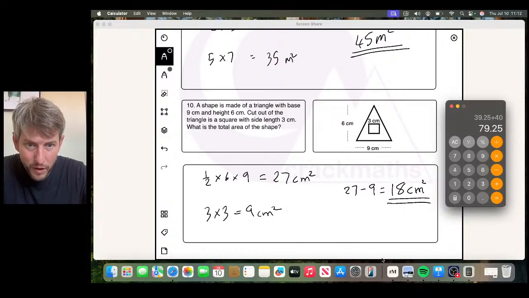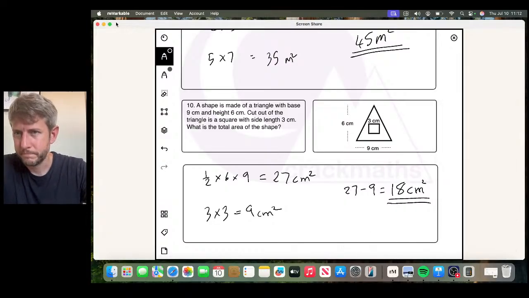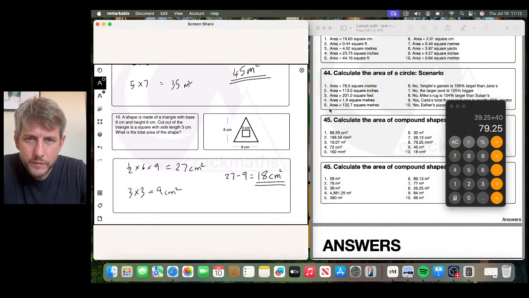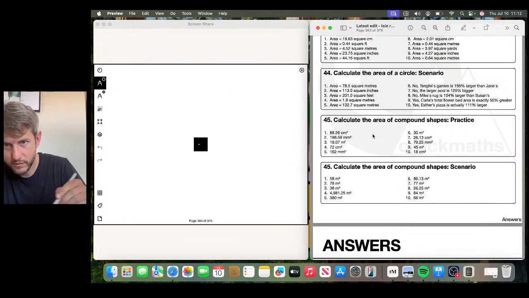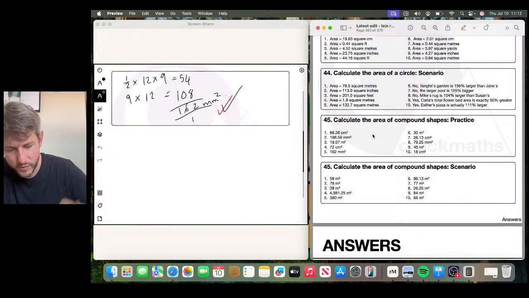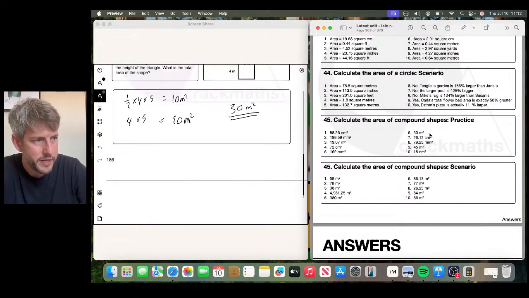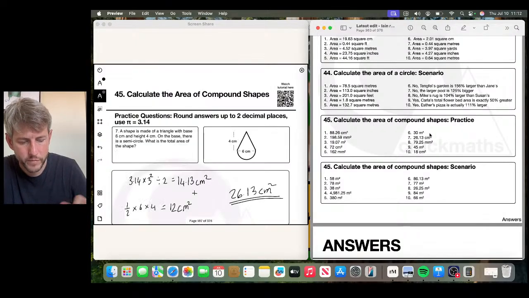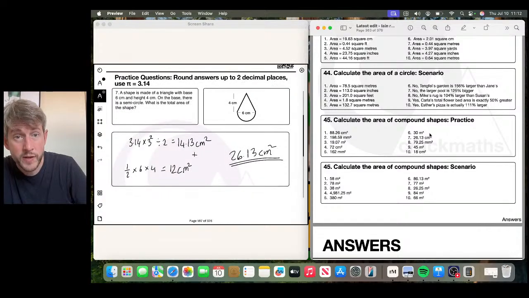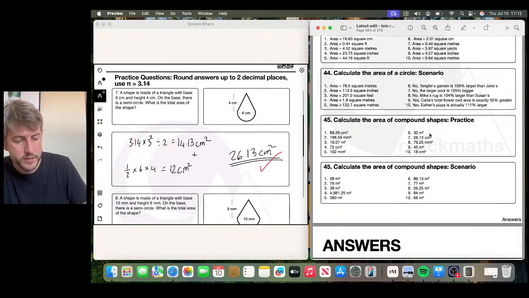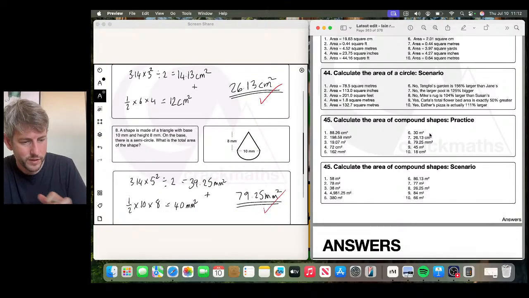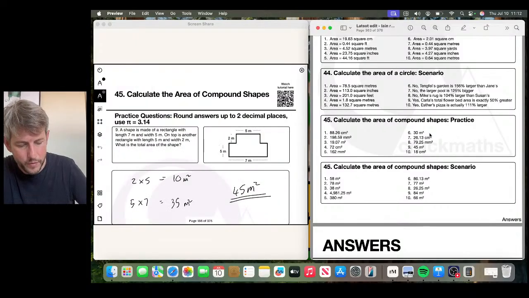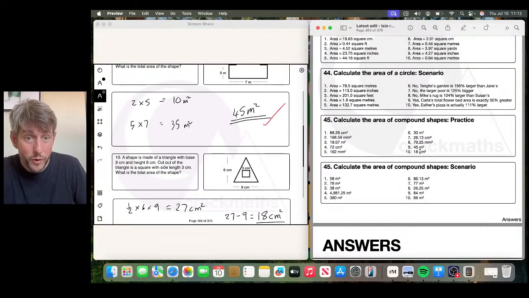Let's get these marked. Okay, here we go. So I need to go back to question 6. Here we go, question 6 was here. Right, question 6 is 30 meters squared, perfect. Question 7 is 26.13 meters squared, and then 79.25, yeah. And then we've got 45, perfect. And then we've got 18.